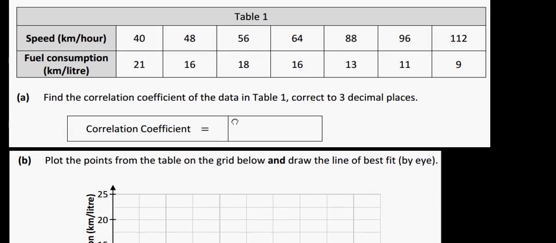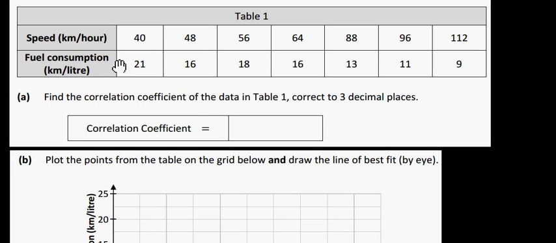So we have speed in kilometers per hour, and we can see that the speed is increasing from 40 kilometers per hour up to 112 kilometers per hour. And underneath here we have the fuel consumption. It's a bit misleading, but it's the number of kilometers that you can do per liter. So although it appears that the fuel consumption is going down, in actual fact the number of kilometers you can do for each liter is going down.